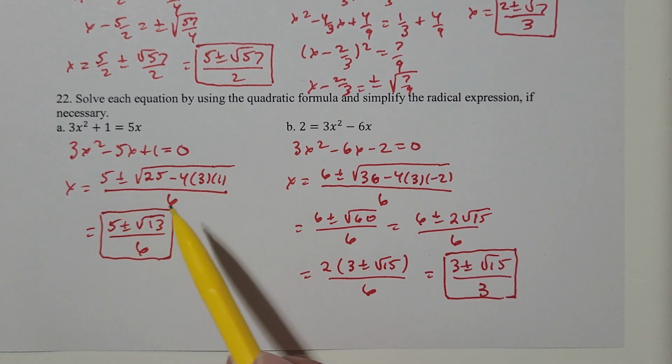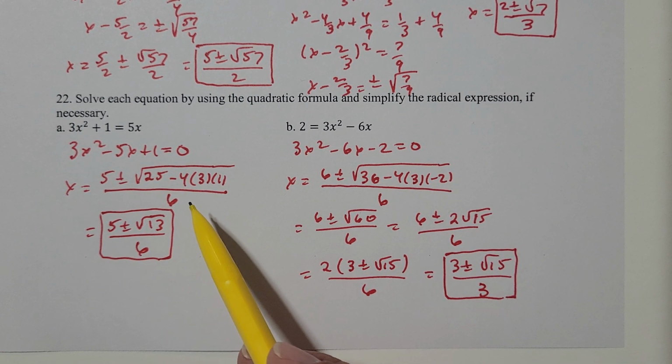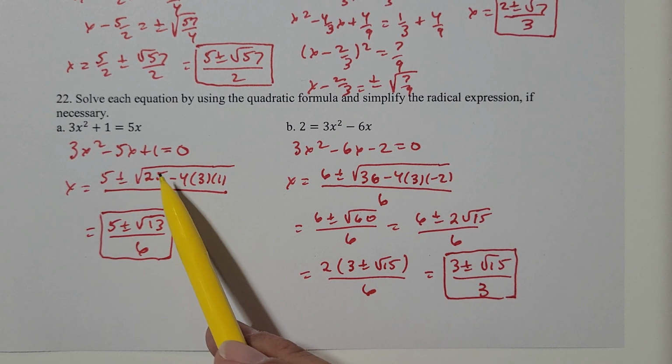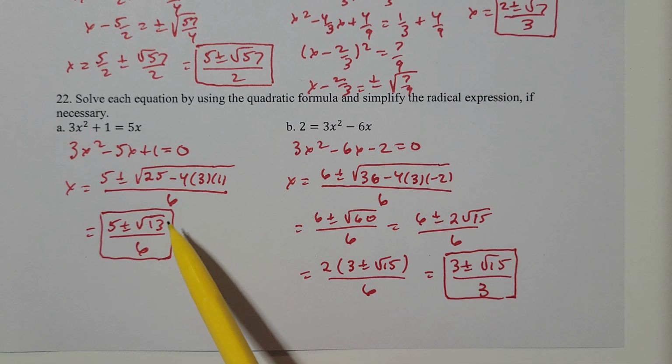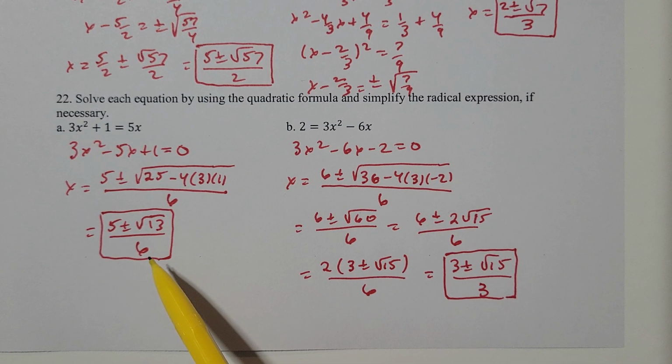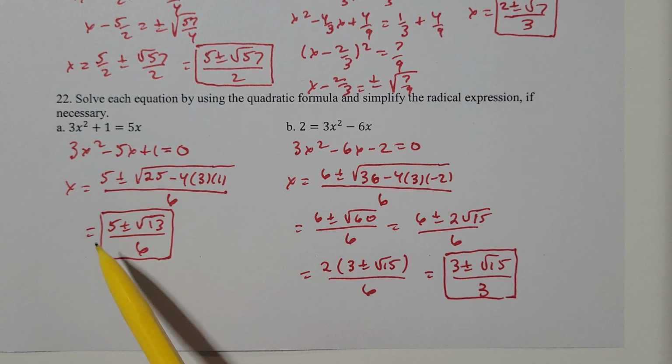Okay, so now I've got all my information plugged in using that formula, and now I'm just going to simplify that as far as possible. So 25 minus 12, that's 13, right? And so I'm looking at 5 plus or minus root 13 all over 6. That would be the exact answer. So I got two numbers here. I always have two answers when I'm solving a quadratic. They are 5 plus root 13 over 6, and then 5 minus root 13 all over 6.